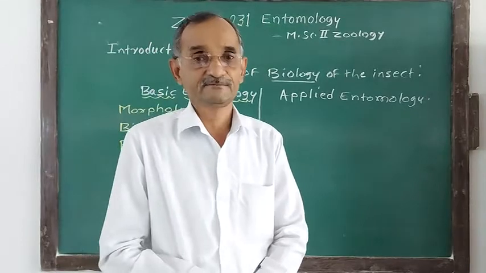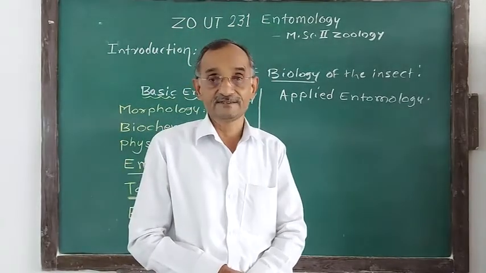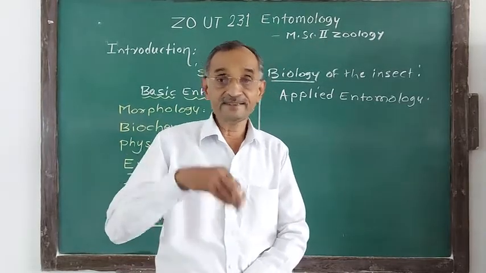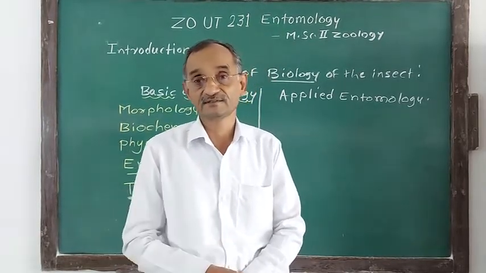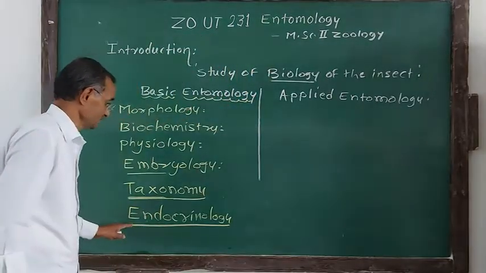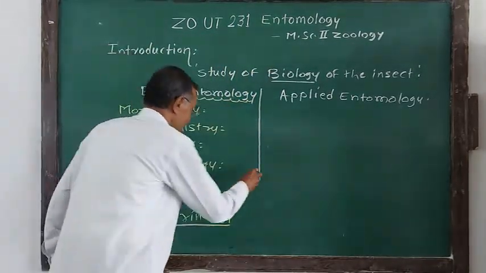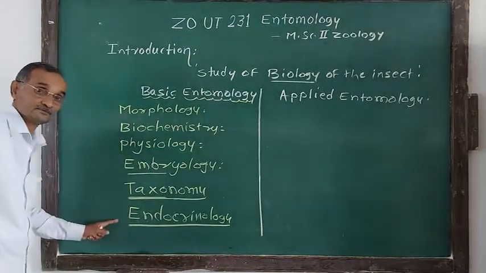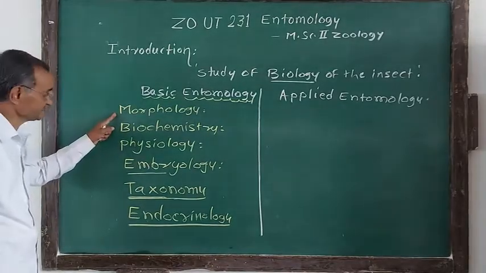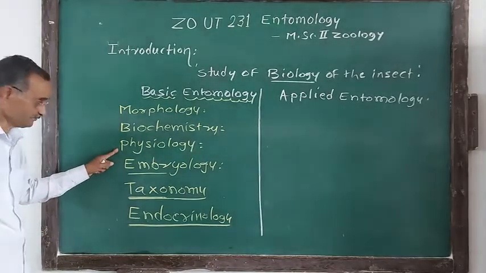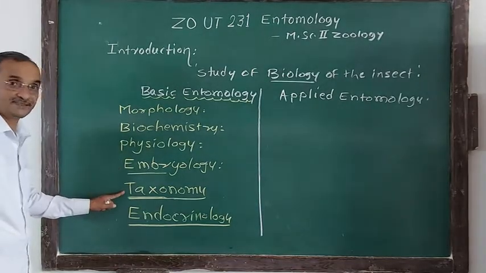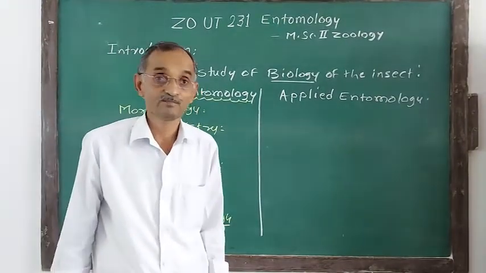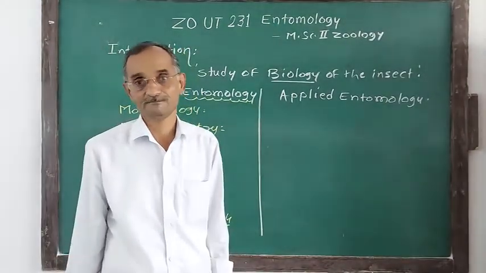As a matter of fact, what these endocrine glands secrete, what is their effect on the target organ, and how that effect is essential for the survival of the insect, that is totally studied in endocrinology. Thus, basic entomology deals with such types of issues: morphology, biochemistry, physiology, embryology, taxonomy and endocrinology of these insects, which are nature's marvel.